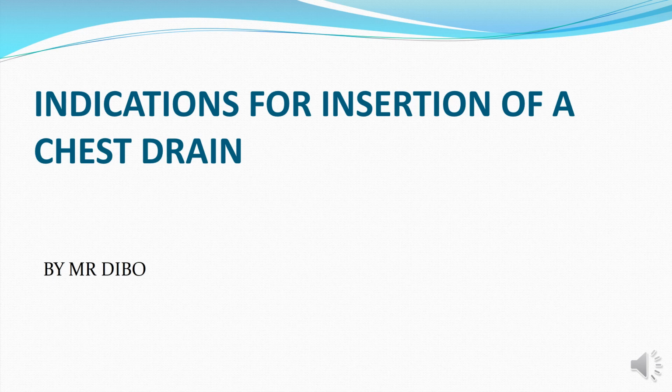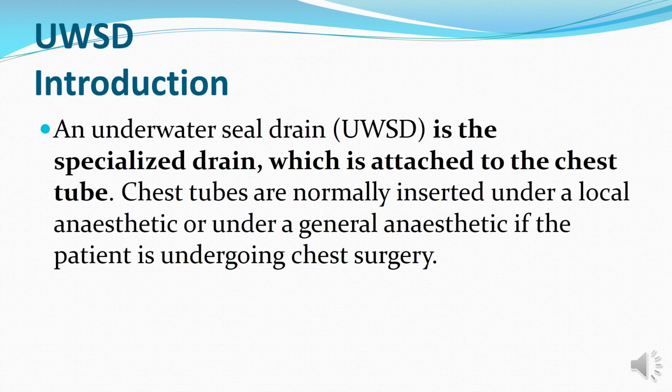Now, what is underwater seal drainage? Underwater seal drainage is a specialized drain system which is attached to the chest tube. It is a specialized system which we use to pull out or to drain certain substances from the area surrounding the lungs, which is the pleural cavity.